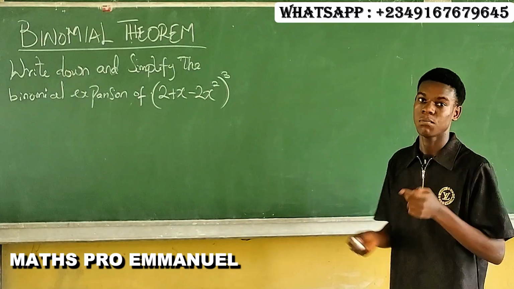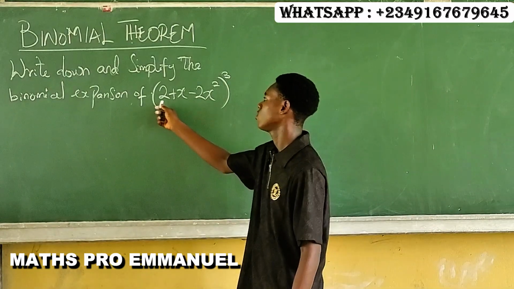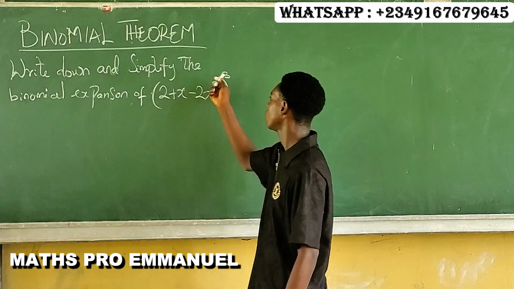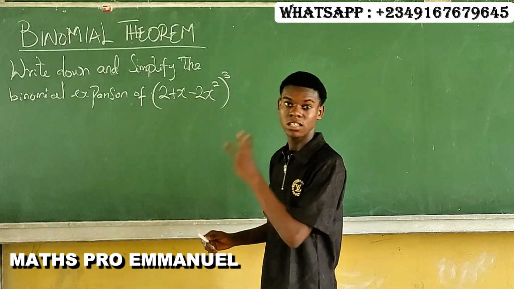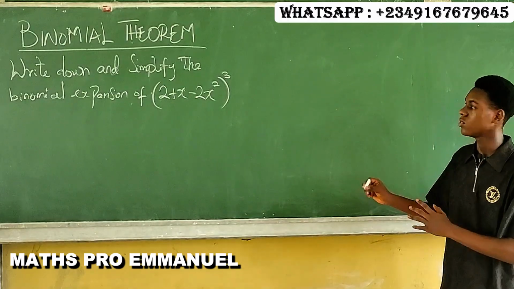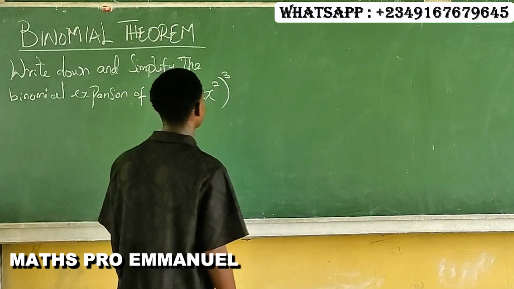In all my previous examples, you just see something like 2 + x all squared or 2 - 2x all squared. Now this one involves 3 terms in the bracket. How can I approach a question like this? In solving this, I will use the same formula.